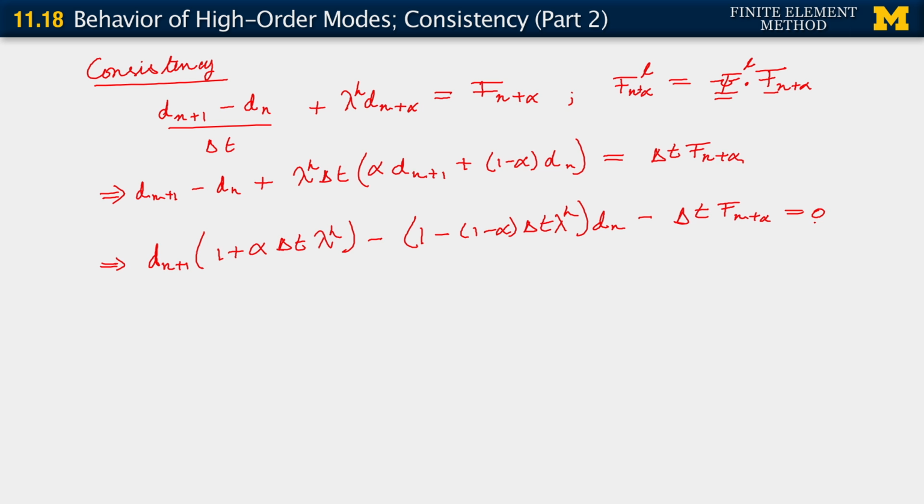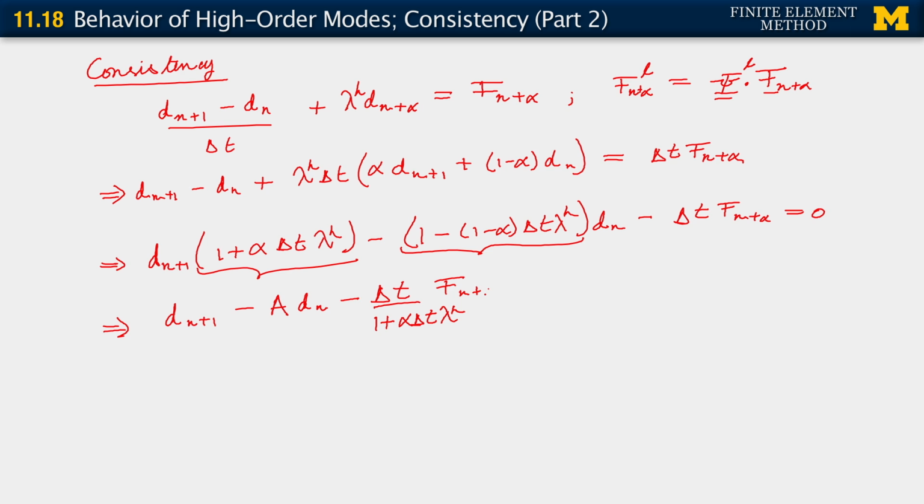As a final step, I'm going to divide through by 1 plus alpha delta t lambda h to give me d n plus 1 minus, now when I divide this quantity by this, I get back my amplification factor. So I'm going to jump a step and simply write that as d n minus delta t divided by 1 plus alpha delta t lambda h f n plus alpha equals 0.